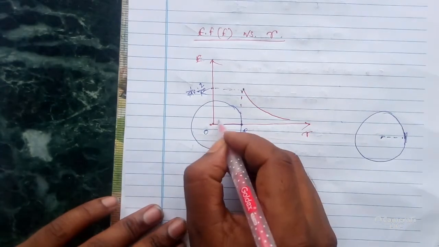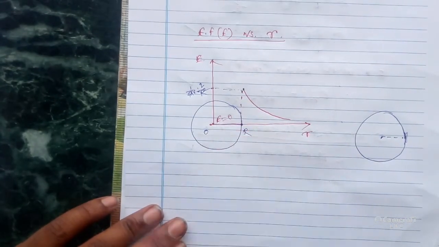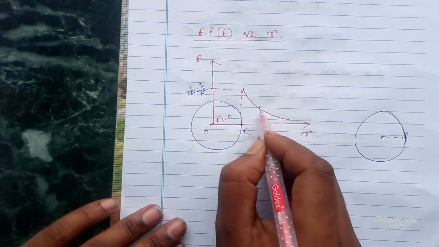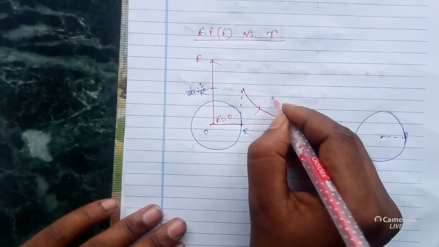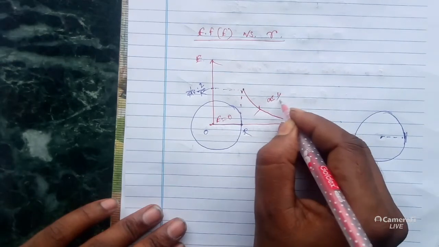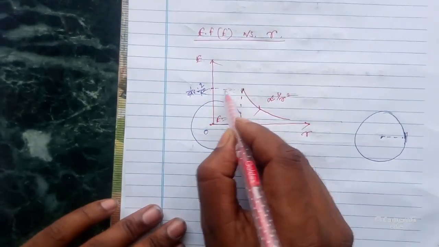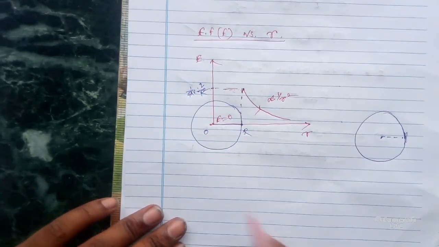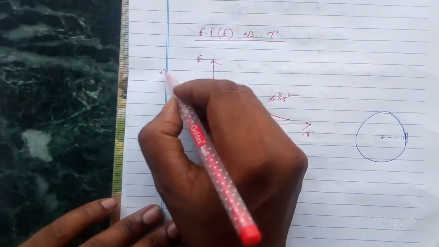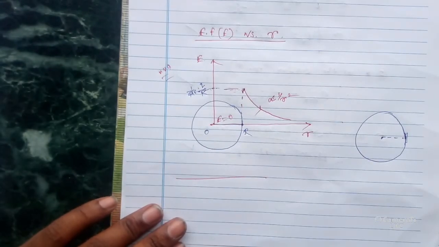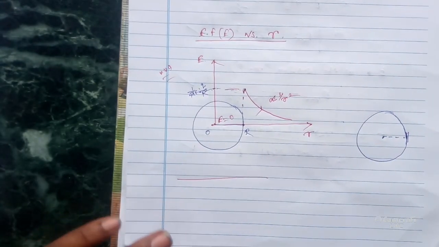Clear? Electric field E inside the sphere is equal to 0. This is the value of R, and it varies as proportional to 1 by R square. At this point, what is the value? The same value, 1 by 4 pi epsilon naught Q by R square. Very important graph. Clear? Inside the sphere, outside the sphere, and on the surface, the variation of electric field.